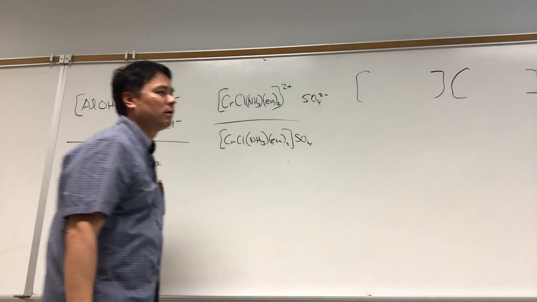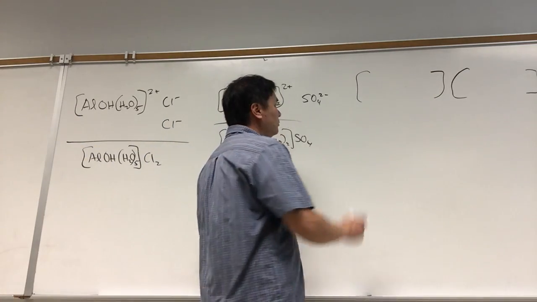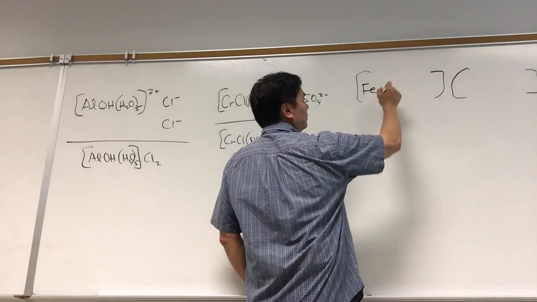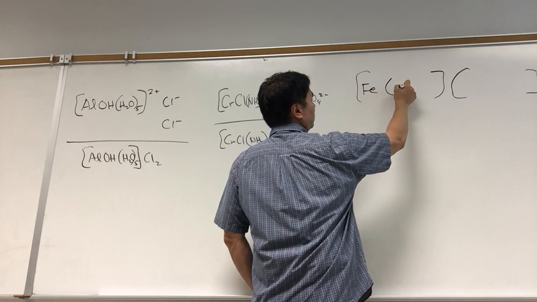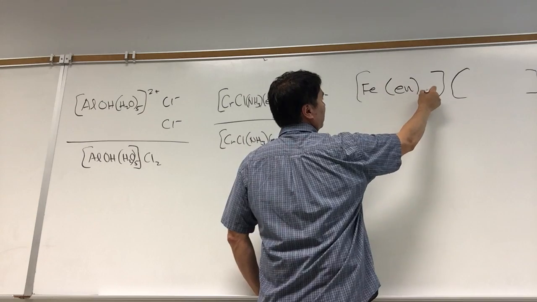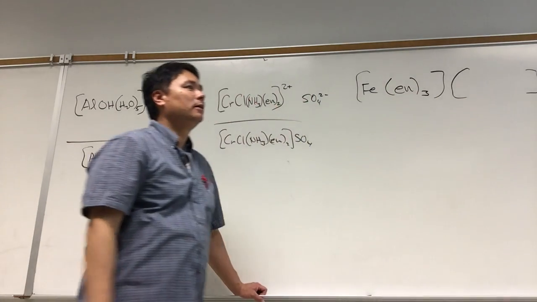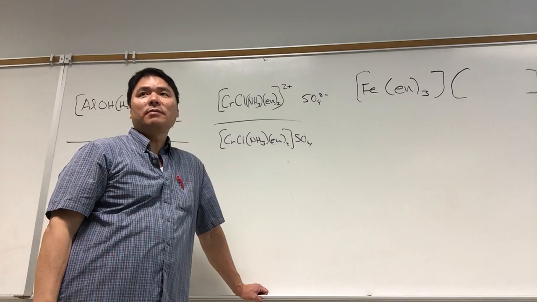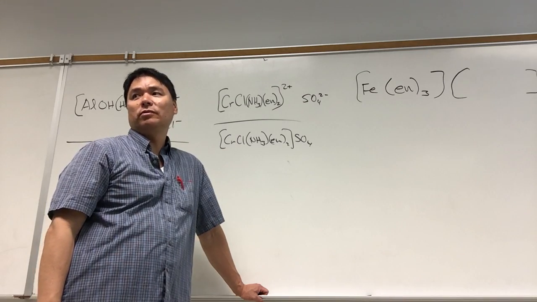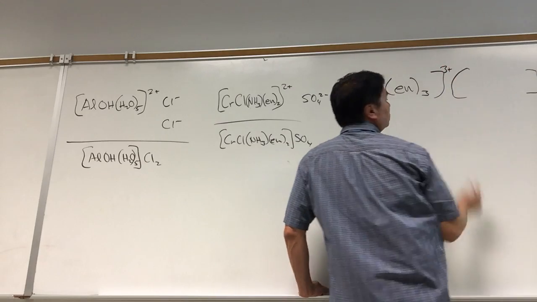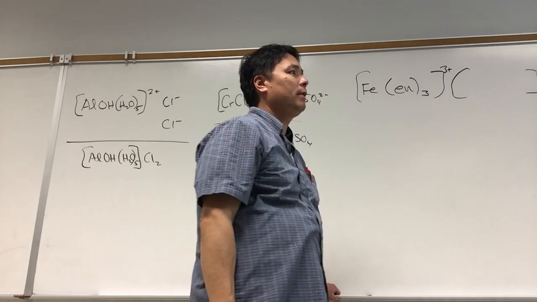So what's the formula for that? Fe. Ethylene diamine? En3. No, that was easy. Tris ethylene diamine iron 3. The whole charge on this, ethylene diamines are neutral. So this whole thing will be 3 plus. Okay, let's go to the anion.